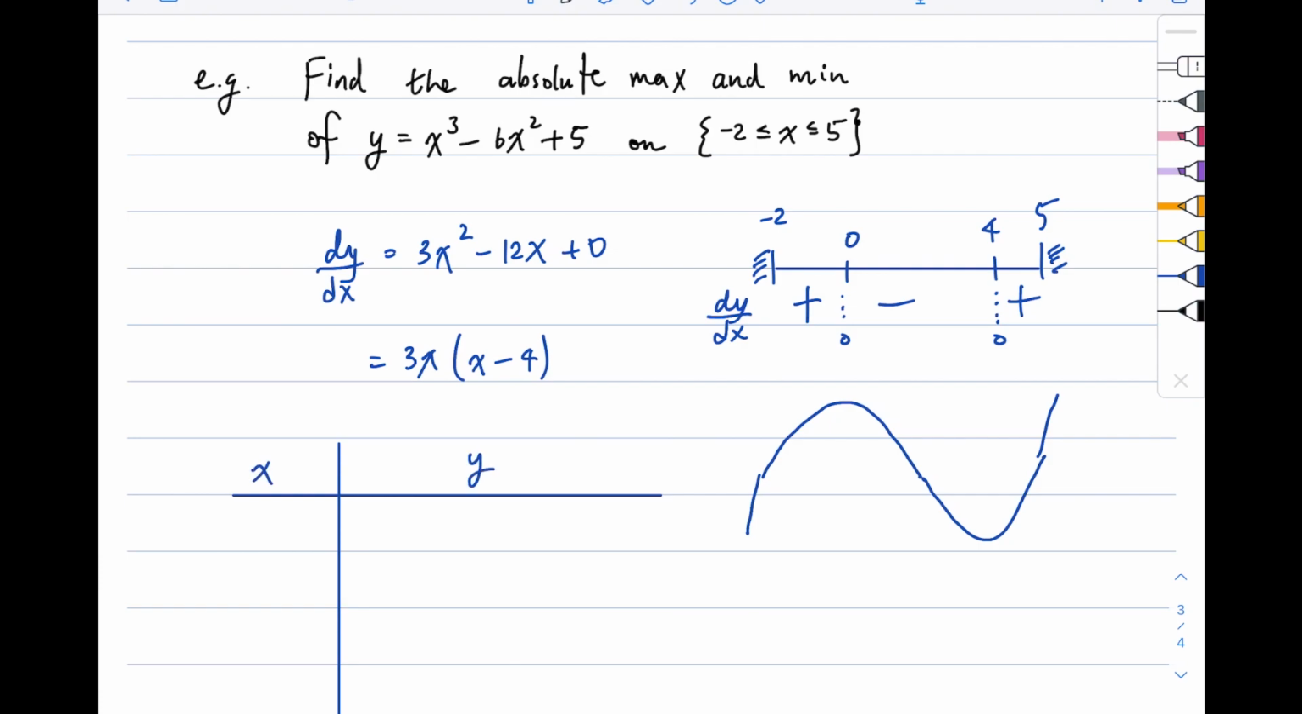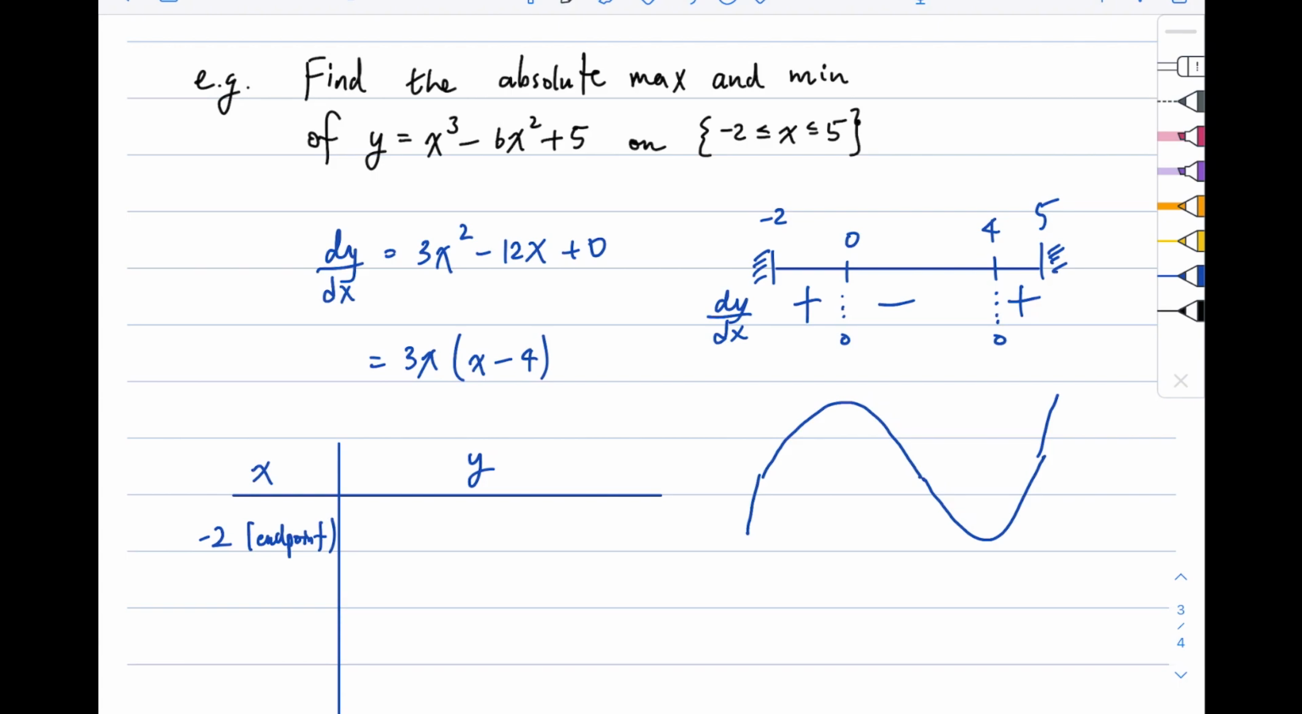For your x values, we're going to list the stationary values, 0 and 4, but we're also going to list the endpoint values, -2 and 5. So I'm going to do x equals -2, and that is an endpoint. Maybe I'll make a note of that. This is an endpoint. That's why we need to include it in our chart.